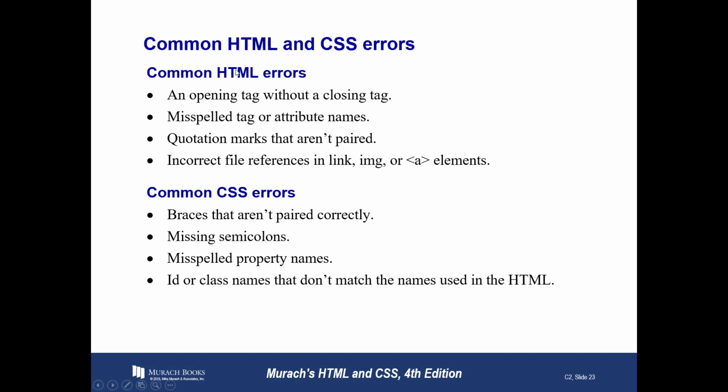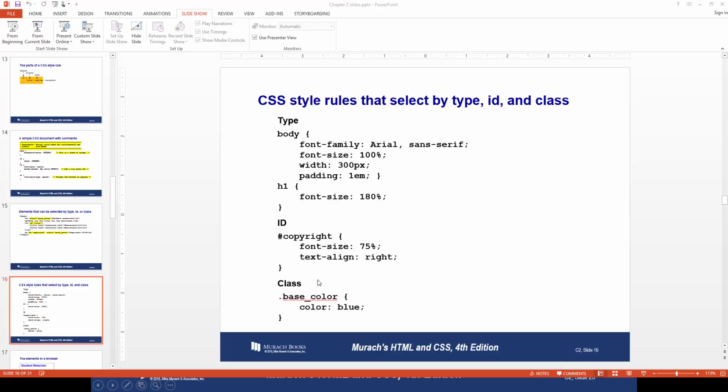Common errors that you make with HTML. Opening a tag and not putting in a closing tag. Misspelling tag names and attribute names. Putting in a beginning quote, not an ending quote. Typically, when you put in quotes, they can be single quotes or double quotes. All right. Referencing a file that does not exist. Common CSS errors: putting in an open curly brace and not a closing. Forgetting your semicolons. Misspellings again. IDs and class names that don't match.